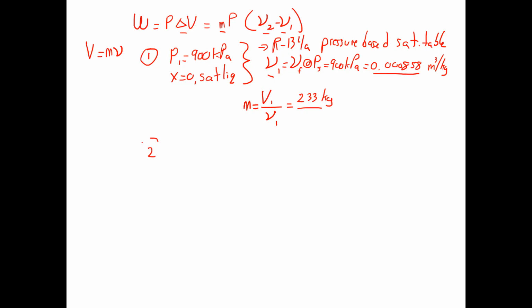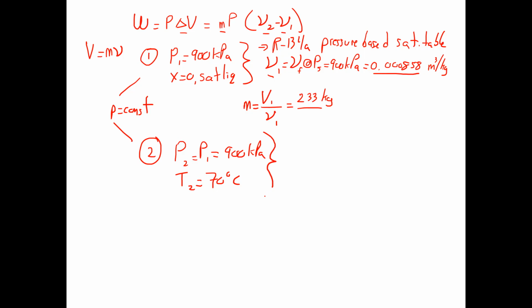All right, so state 2. I need two properties. I know the pressure at state 2 has to equal the pressure at state 1 because it is a constant pressure process. So state 1 to state 2 is constant pressure. And also, they tell me that the temperature at state 2 is 70 degrees Celsius. So I can take those two properties and use them in order to figure out what state I'm in.